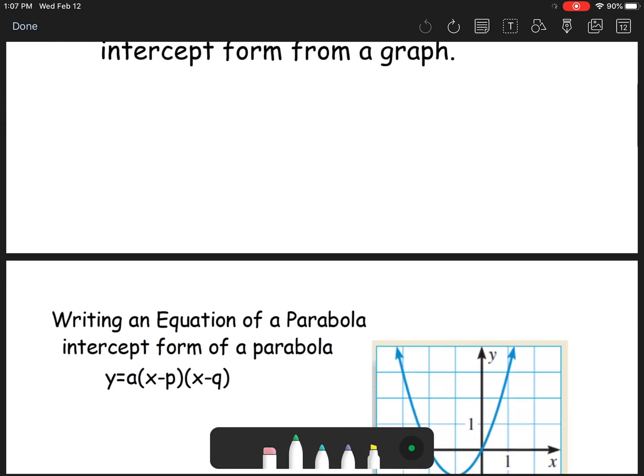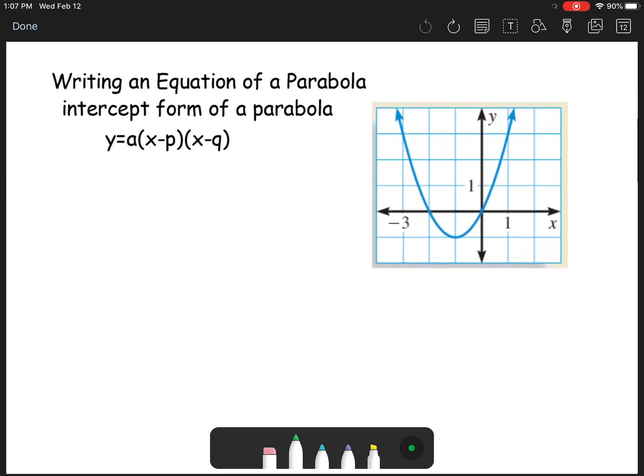8.2b is on writing equations of a parabola. So we've already looked at things where we had an equation in standard or intercept form and we used it to graph our parabola. So today we're going to do that backwards. We're going to have our parabola and we are going to use it to write our equation.